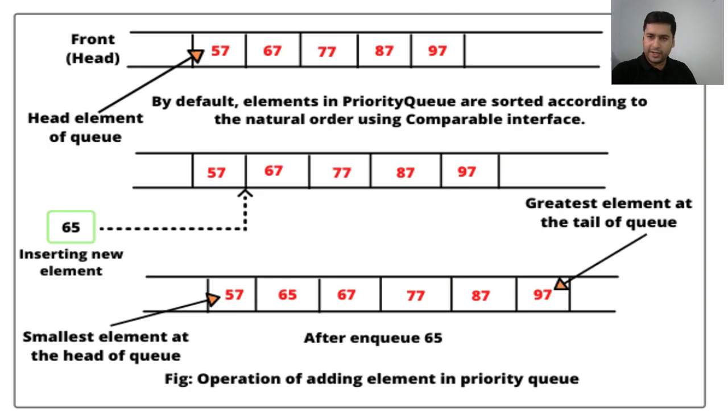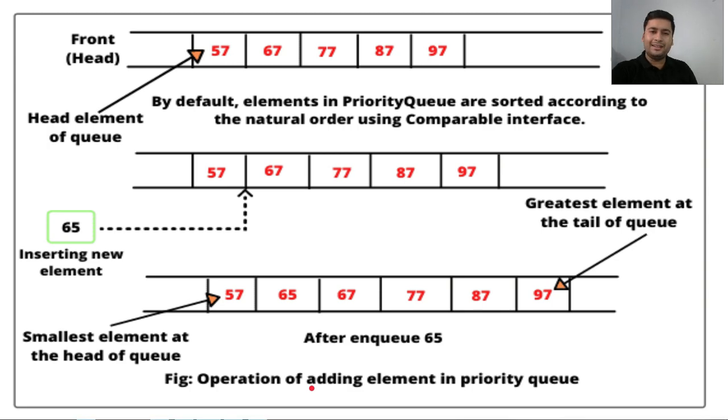It will sort our objects in the natural order. If you want to insert some data, like we are inserting 65 here, at that time also it will maintain the natural sorting order we have. The smallest element is at the head of the queue, you can see 57. After enqueueing 65, it will be stored here, and the greatest element is at the tail of the queue. So this is the operation of adding an element in the priority queue.